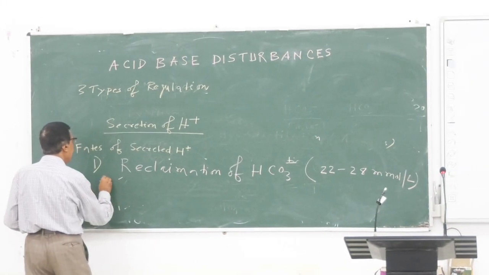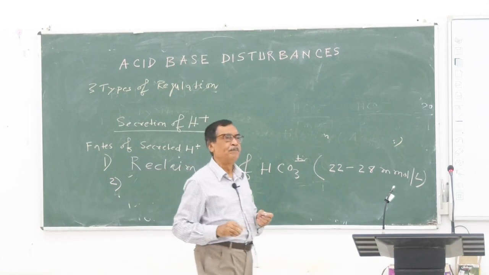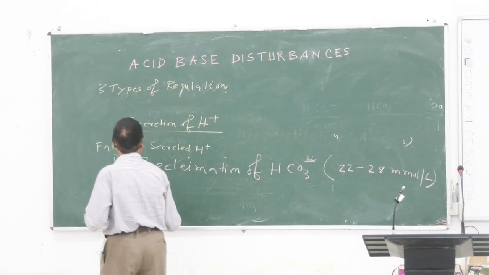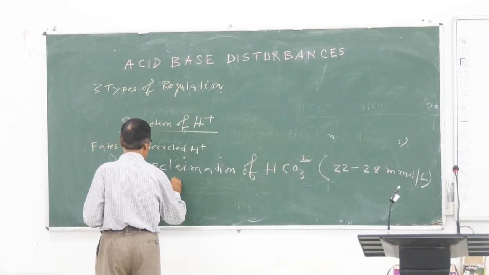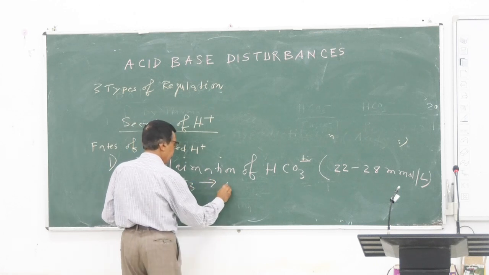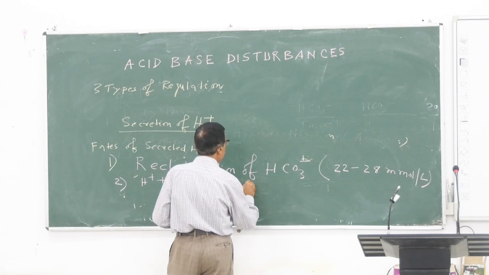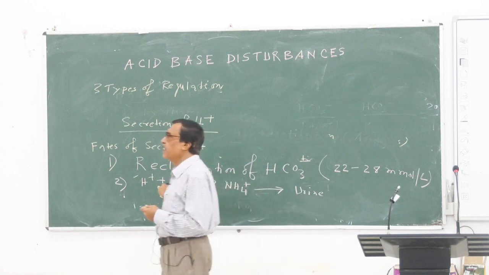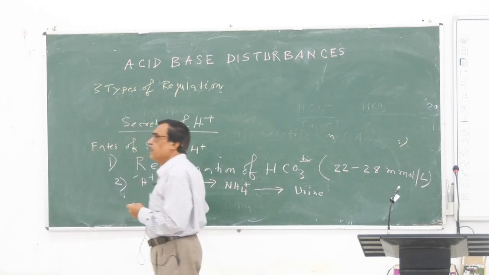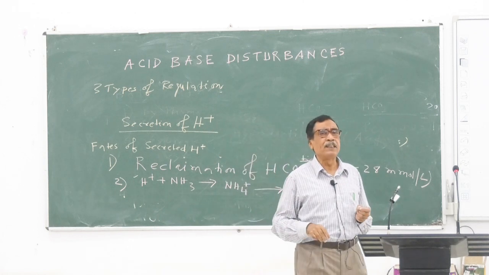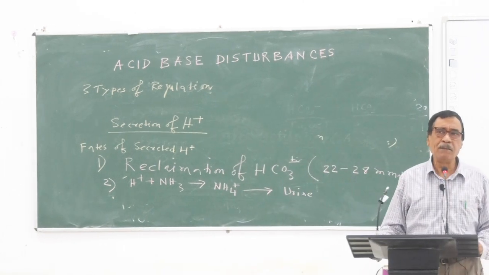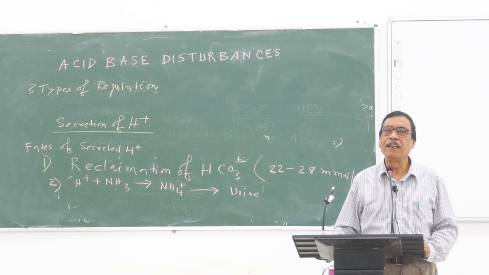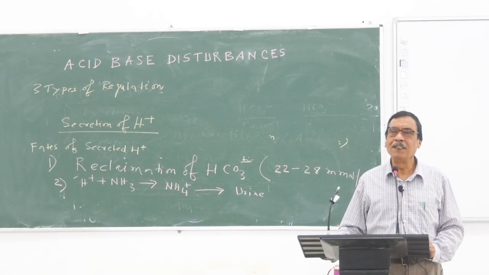And another fate is the formation of the ammonium ion. Formation of ammonium ion, that is hydrogen ion. This is another fate. Ammonia is coming from deamination of the glutamine by the enzyme glutaminase. Deamination of the glutamine present in the renal tubular cell, particularly in the distal tubular cell.